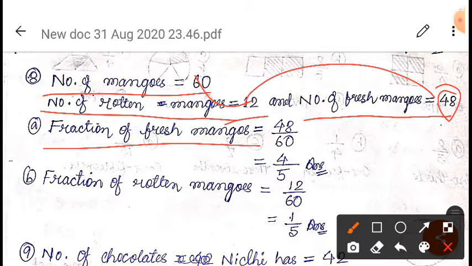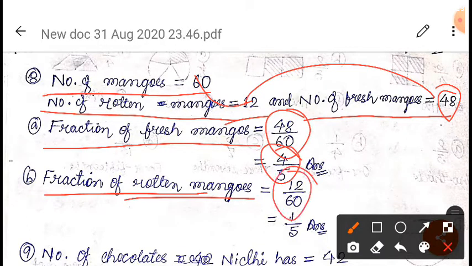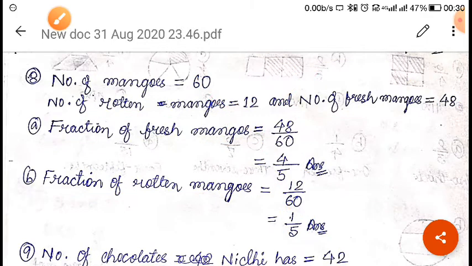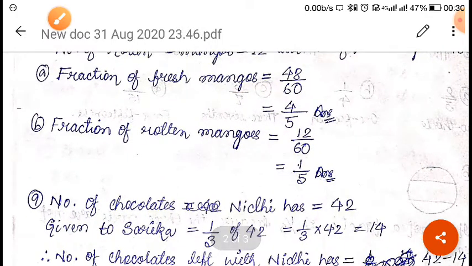So for fresh mangoes we can write 48 by 60, which will be 4 by 5, and the fraction of rotten mangoes will be 12. 12 rotten mangoes are there, right? So 12 by 60, it will be 1 by 5. How is it coming? I hope you are knowing this, right?